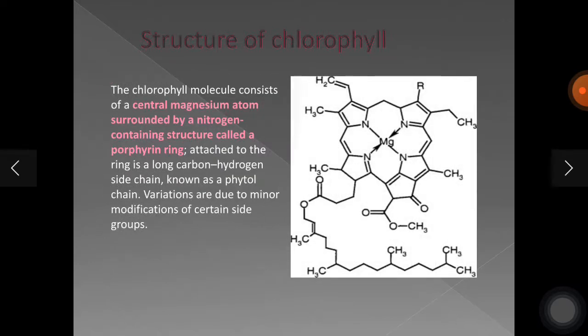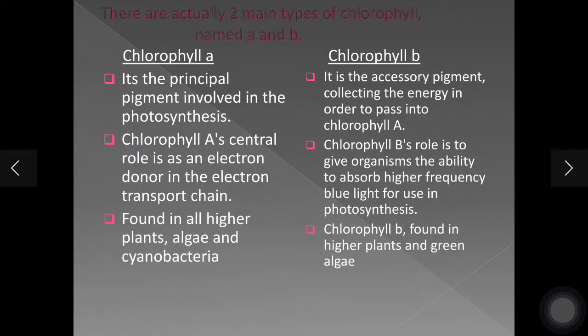Now the structure of chlorophyll. In the center is magnesium surrounded by four five-membered rings of nitrogen that are attached to a long chain of carbon known as phytol. There will be variation in the structures of different types of chlorophyll. Now we are going to discuss chlorophyll A and chlorophyll B.